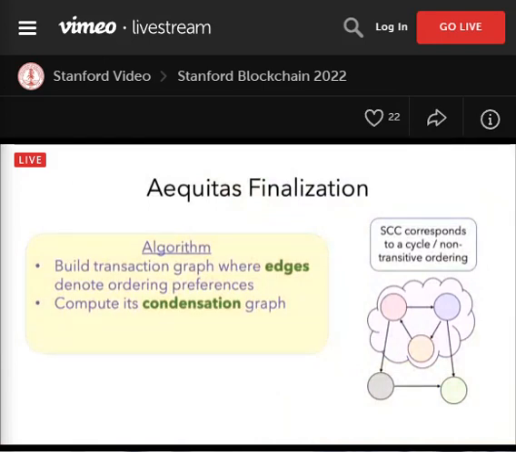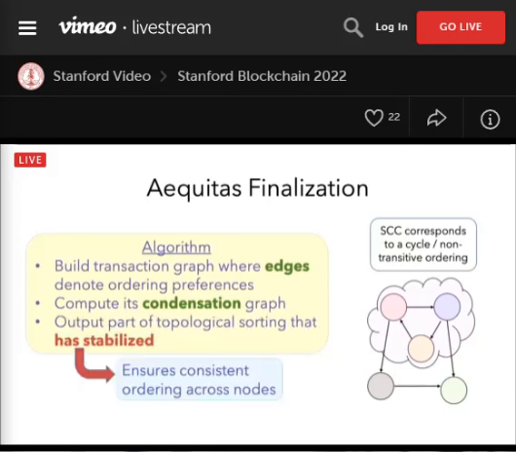And so to order these, we'll compute the condensation graph, which will collapse all these strongly connected components into a single vertex. And now to get the final ordering, you just compute the topological sorting of this graph and output the part that is stabilized, which means that its strongly connected component will not change anymore. And this kind of ensures consistent ordering among the different nodes.